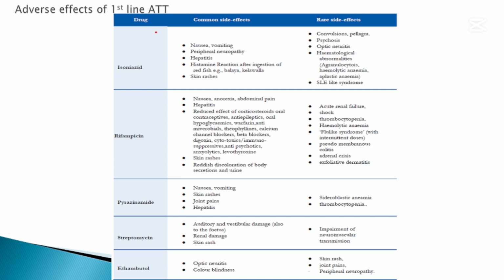Rifampicin again causes a lot of GI side effects and hepatitis, and reddish discoloration of the body fluids. Rarely it can cause renal failure, shock, thrombocytopenia. I will just explain this with the management because it takes time. Again, pyrazinamide also causes GI side effects mainly and joint pains. Ethambutol, the main problem is optic neuritis, color blindness. This is not given in small children who cannot complain about visual problems.